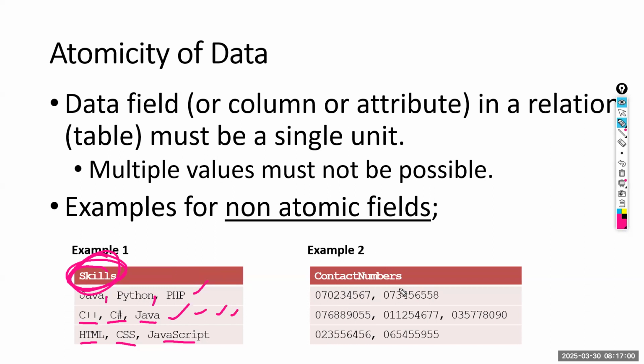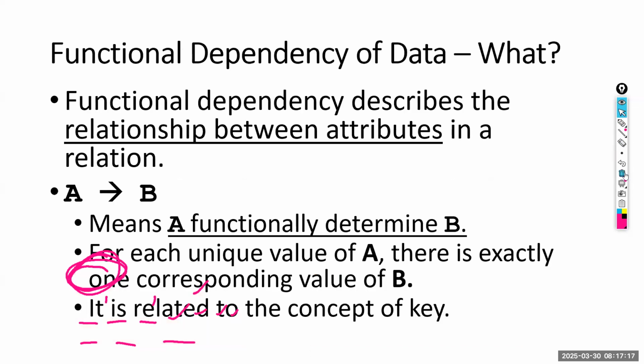Even contact number can be non-atomic, if someone will say, I have two contact numbers. Right. So first normal form is related to atomicity of data. Second and higher normal forms depends on functional dependency of data. Actually, understanding atomicity is easy. This is the real challenge, understanding what is meant by functional dependency.